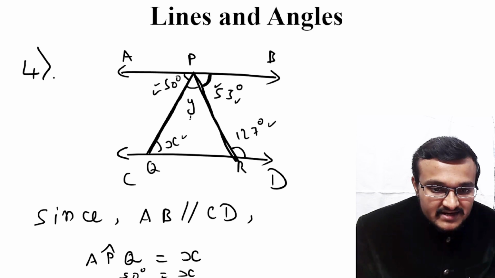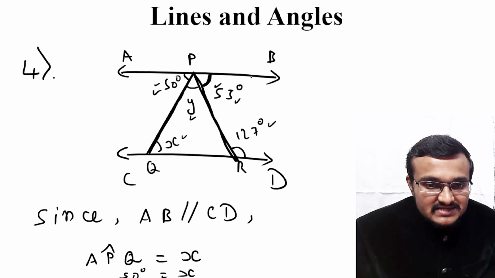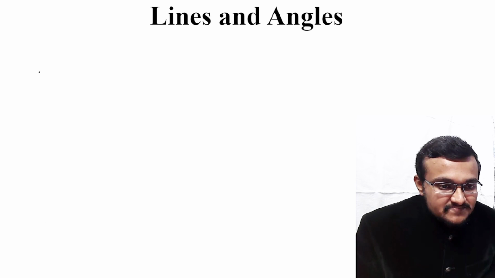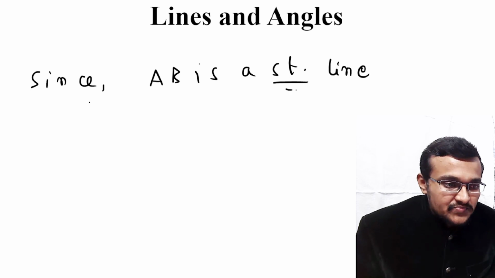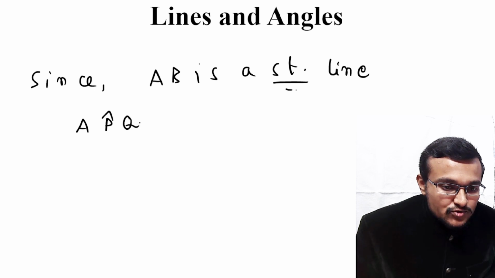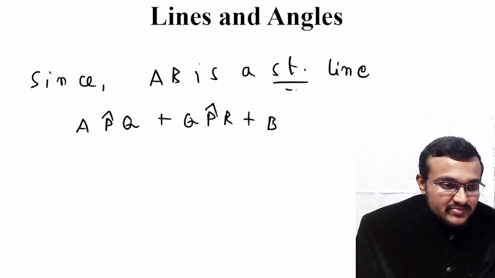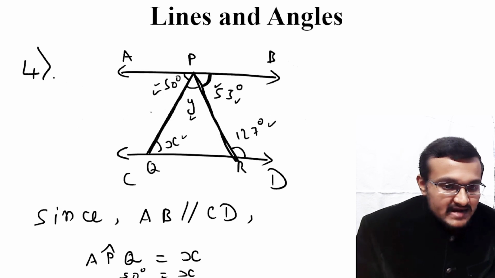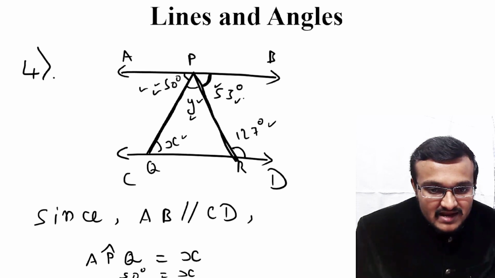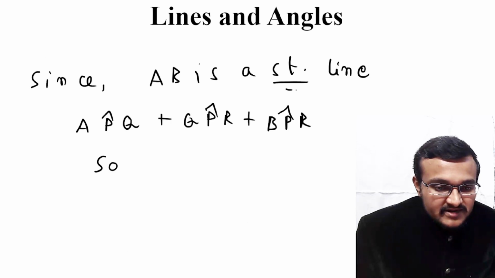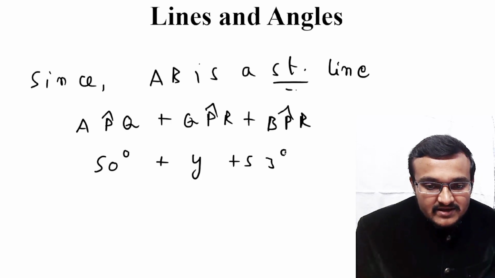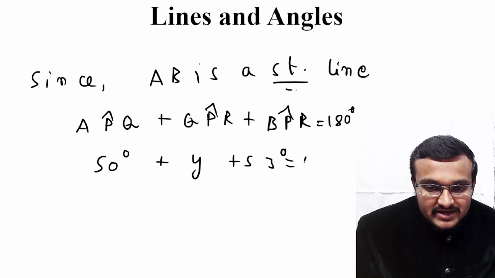So this 50 degree, 53 degree and Y, if you add, it should give you 180 degree because this AB is a straight line. So since AB is a straight line, if you add APQ plus QPR plus BPR, that is 50 degree plus Y plus 53 degree, this will be equal to 180 degree.